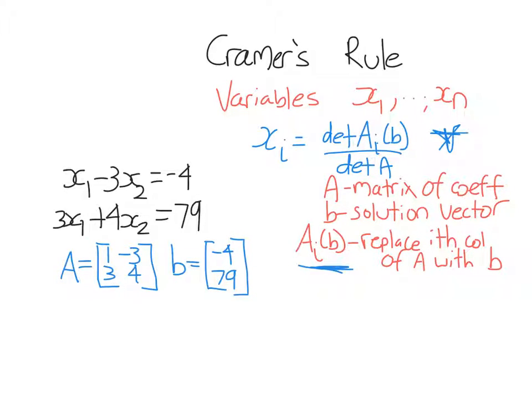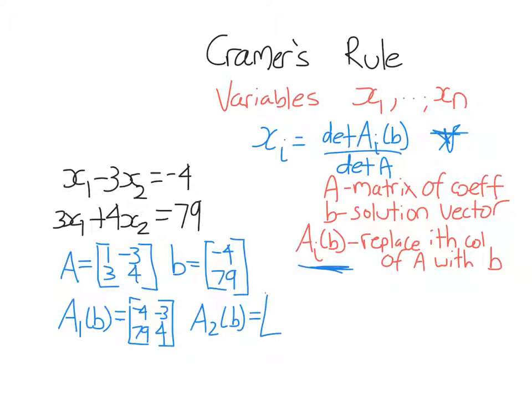So first we set up our matrices A and B. So let's go through and calculate. In this case, we need to calculate x1 and x2. So to do that, we need to find A1 and A2 of B. So to find A1 of B, I take my matrix A, but instead of writing the first column 1, 3, I replace it with B, so minus 4, 79, and the second column of A remains the same. And then I do similarly for A2 of B, except this time first column of A is the same, and I replace the second column with that of B.